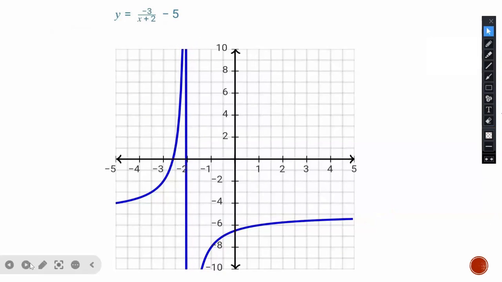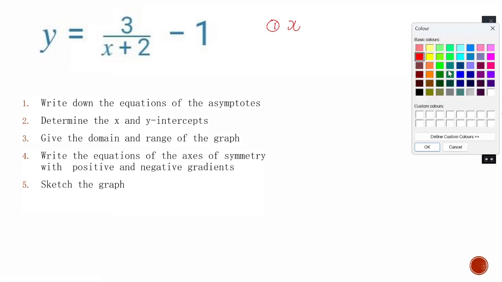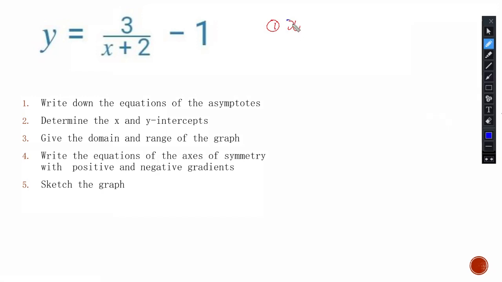Okay, so let's proceed. We have this one. It says y is equals to 3 over x plus 2 minus 1. And then number 1 says write down the equation of the asymptotes. So again, x is equals to negative 2, and then y is equals to negative 1. Determine the x and y intercept.